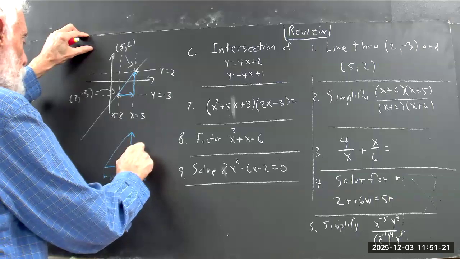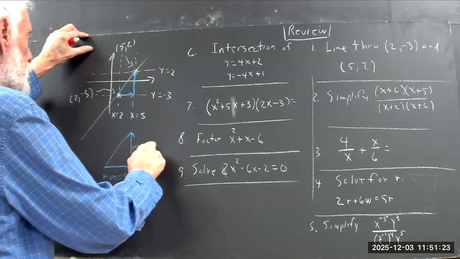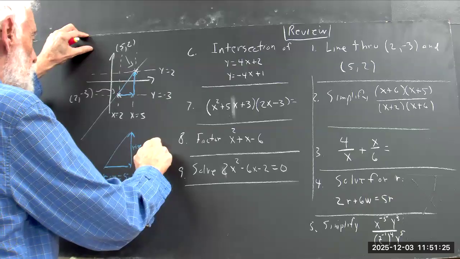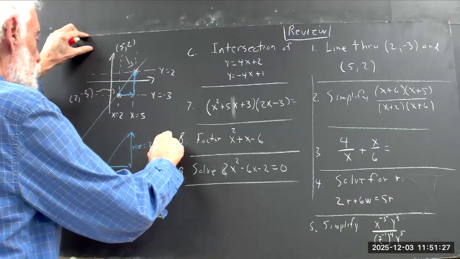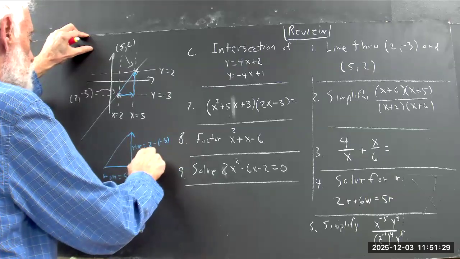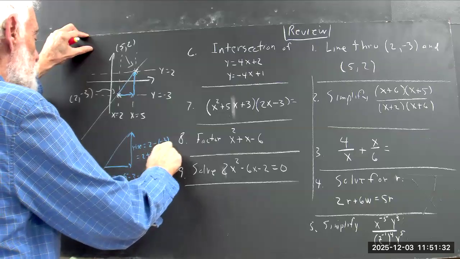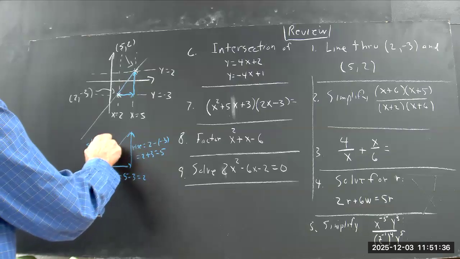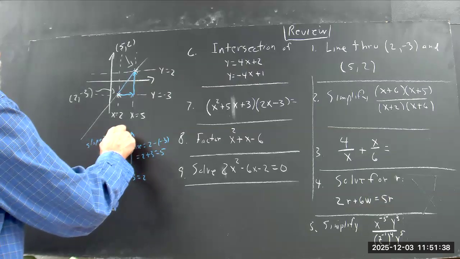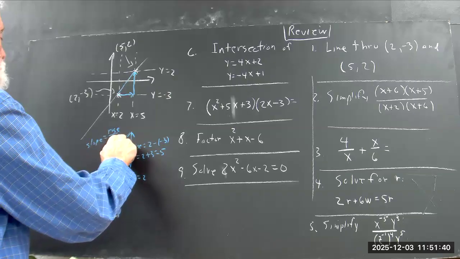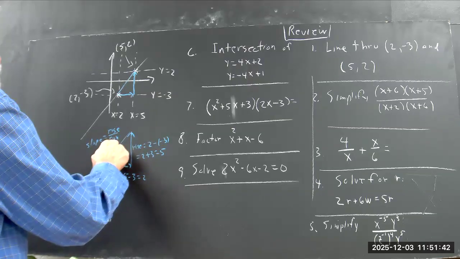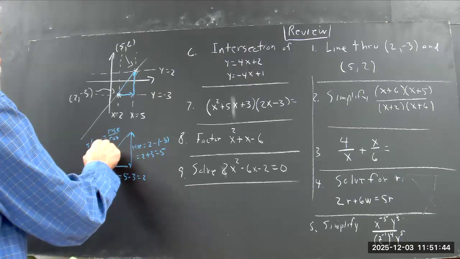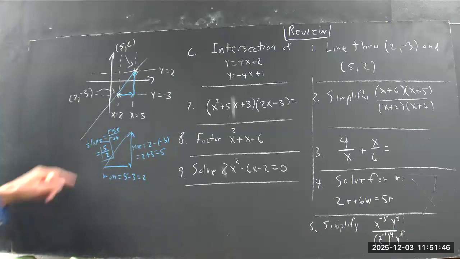And then the rise is 2 minus -3, which is 2 plus 3 or 5. So the slope equals rise over run equals 5 over 2, and I put a box around that. This is how I want to see these labeled.